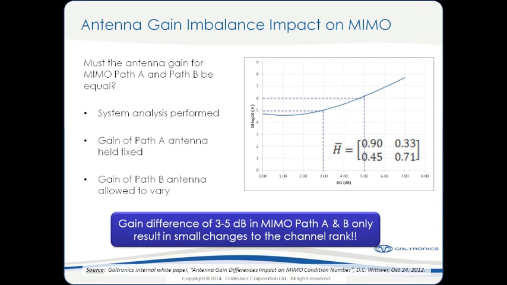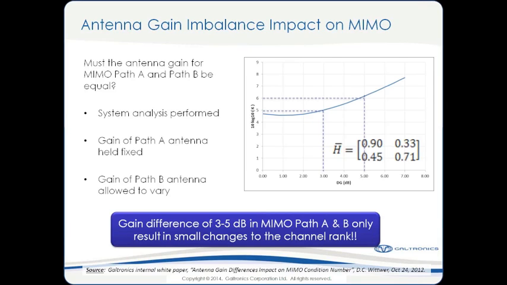So what's shown in this graph is, for a particular channel instance, the x-axis represents the gain imbalance, the delta gain between MIMO path A and MIMO path B. The y-axis indicates the channel, in this case the condition number of the matrix, which relates to how invertible the matrix is, and it's plotted on a log scale. So you can see that gain imbalances of 3 to 5 dB, surprisingly enough, only result in a change of the channel condition number of 1 dB.